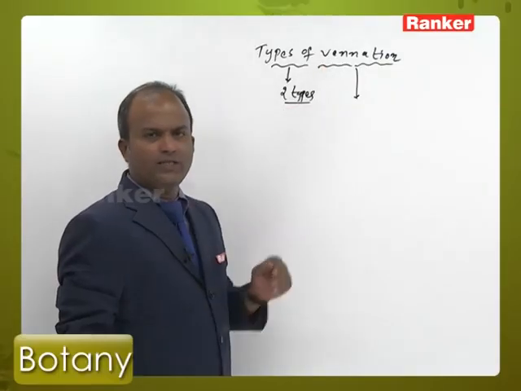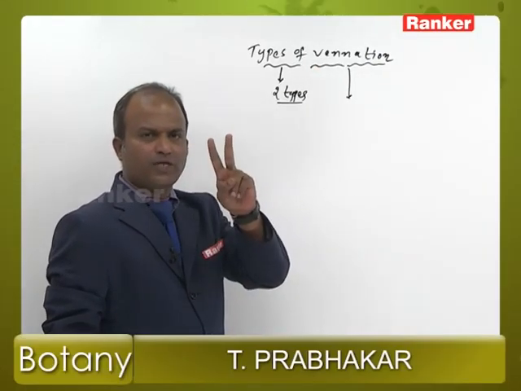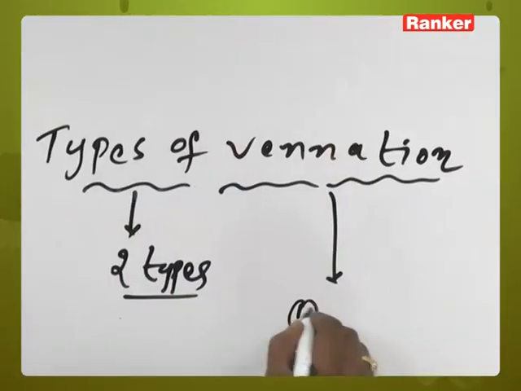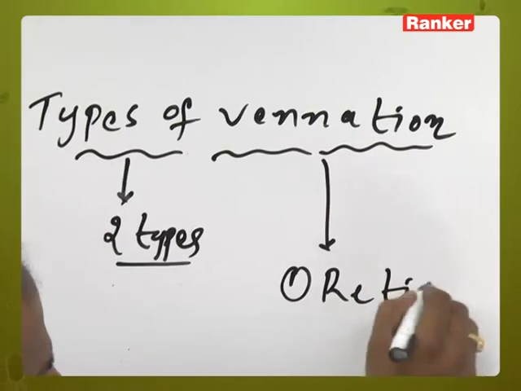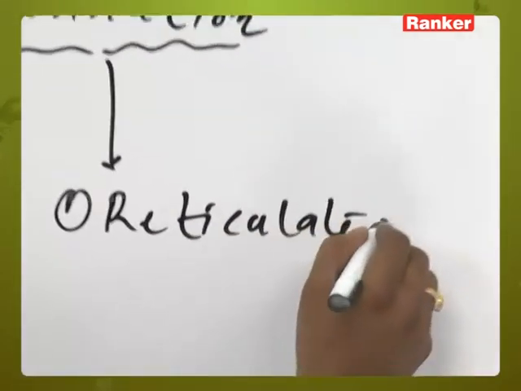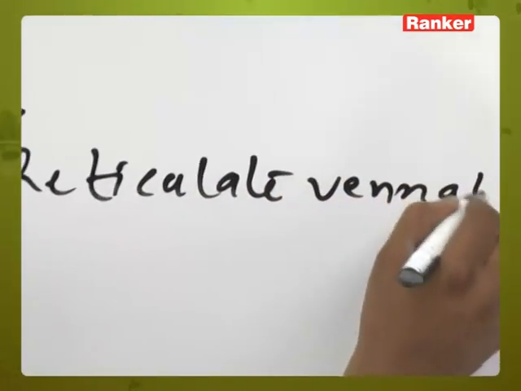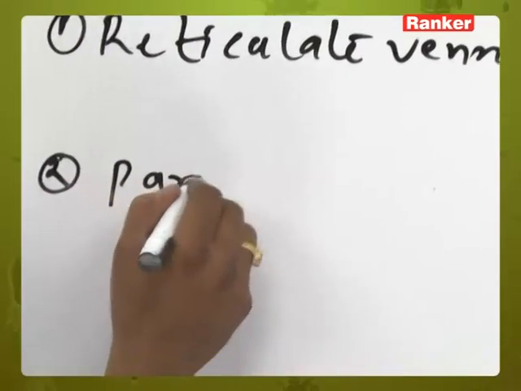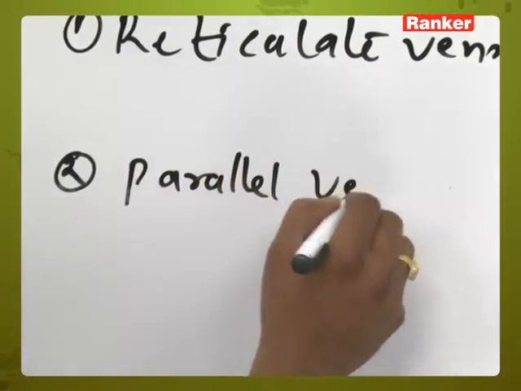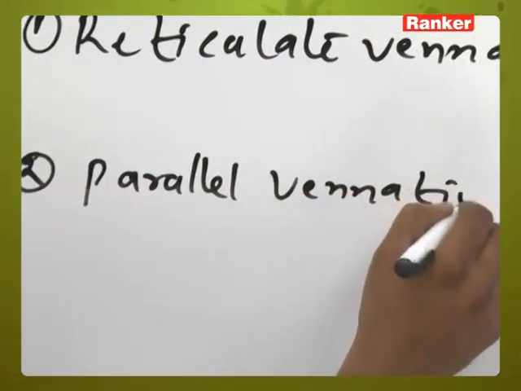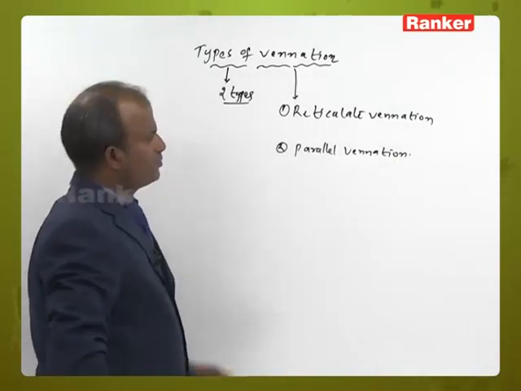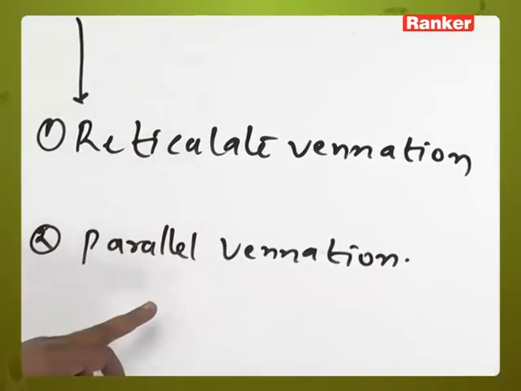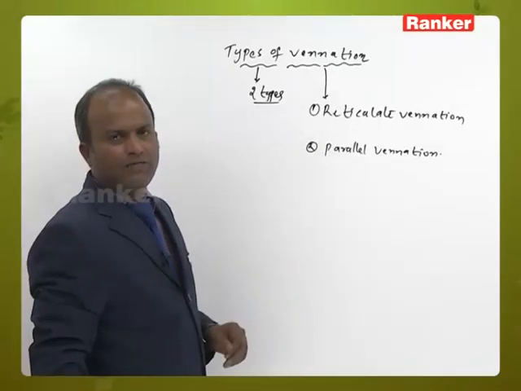Types of venation. How many types of venation are there in leaves? Two types. One is reticulate venation, and the other is parallel venation. So venation is of two types: the first one is reticulate venation, and the second one is parallel venation.